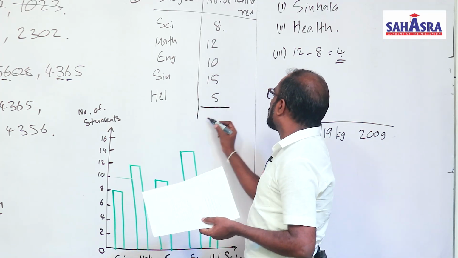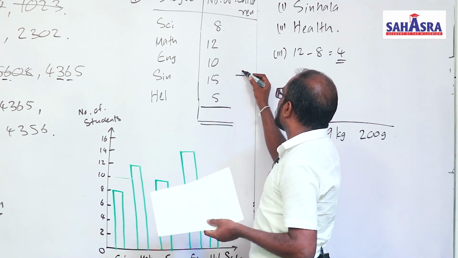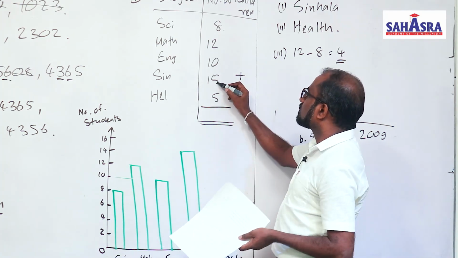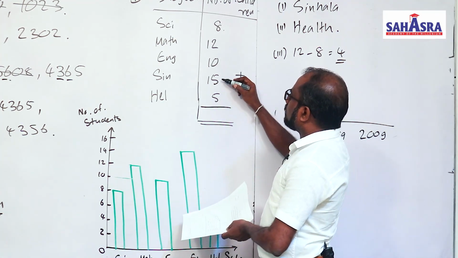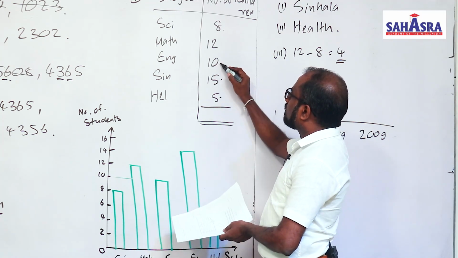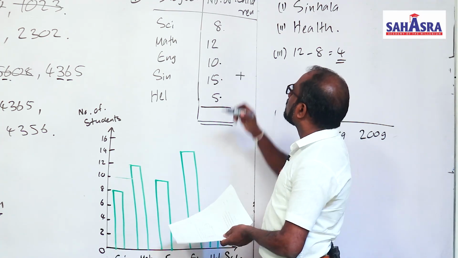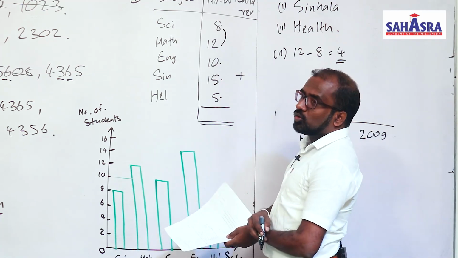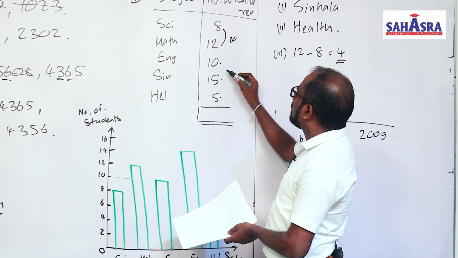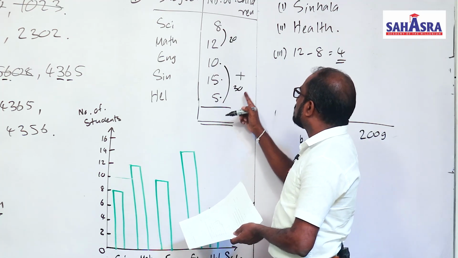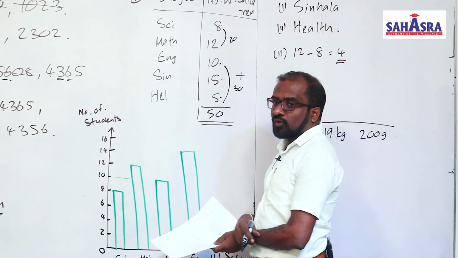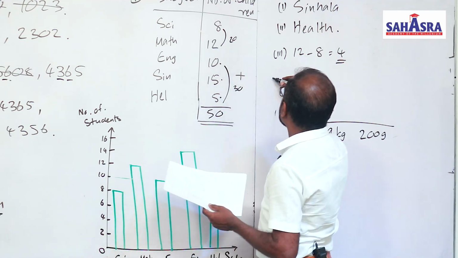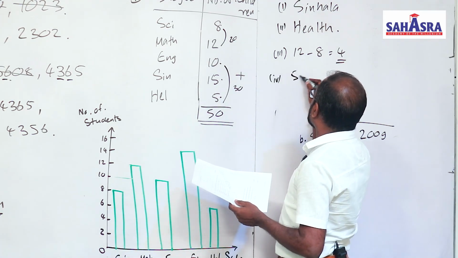To find out the total number of students in the class, you simply add the numbers given in the table. So, what is the answer, children? 15 plus 5, 20. 20 and 10, 30. Again 12 and 8, 20. So, here you have 20. Here the total is 30. 30 plus 20. The total number of students in the class is 50. There are 50 students in the class. So, that is the answer for the 4th question.